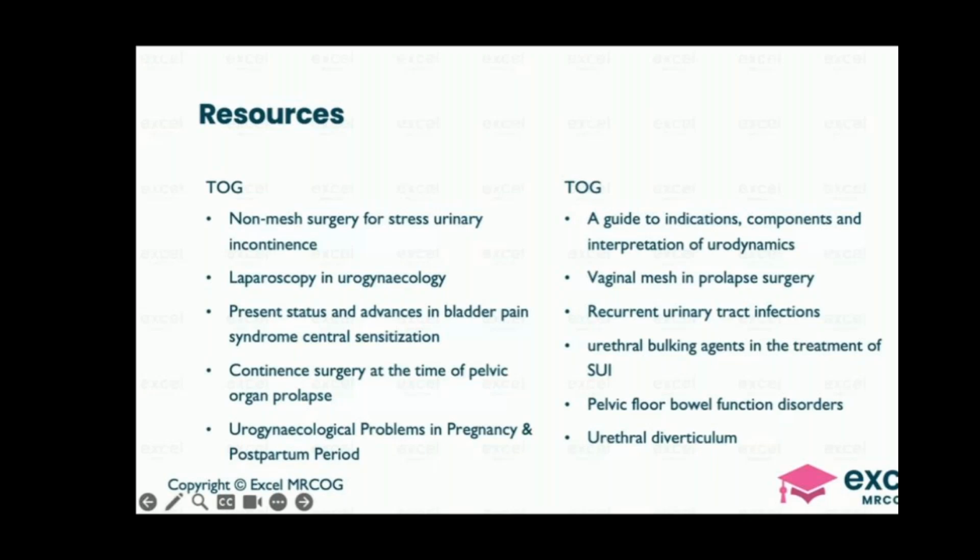Nothing major there, but there are a few concepts that I would be touching upon today that you would need to know. Urogynecological problems in pregnancy, postpartum, urethral diverticulum, recurrent urinary tract infections, and certain TOG articles. You may get one or two questions, possibly one question on urethral bulking agents in treatment of SUI. Okay, so let's get started.